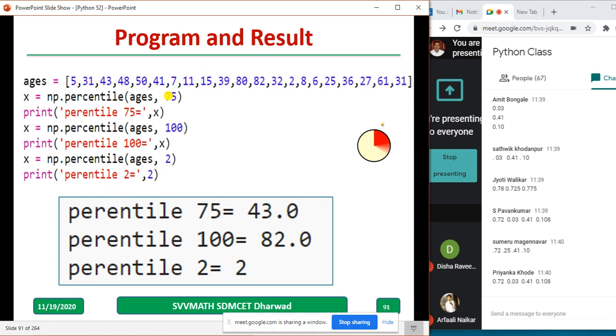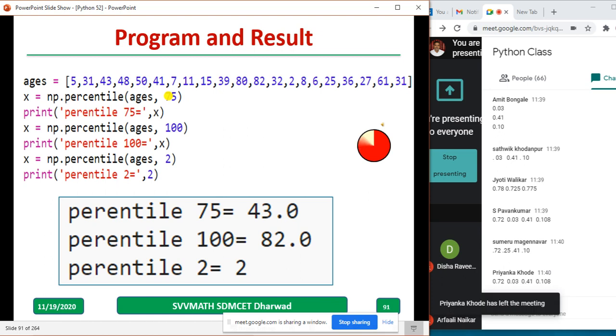Ages you can give anything. No need to copy the 31, 43, 48. Some numbers you give. Age in between 1 to 100 or 99. Then make use of this np.percentile. A different 75, 80, 60, 40, something like that. Print it on the screen and understand how it works.